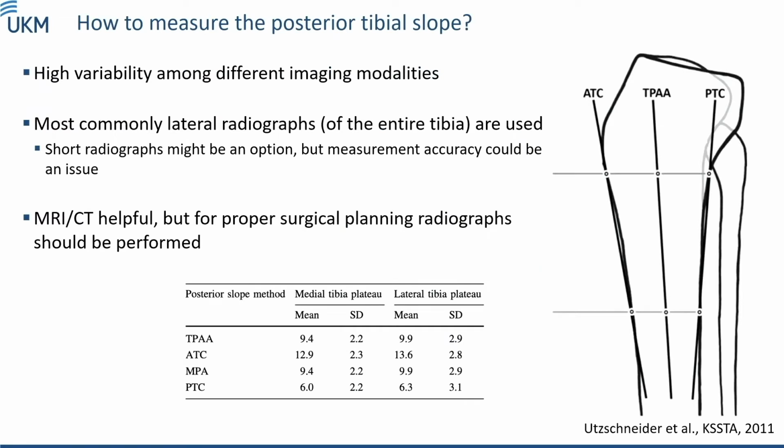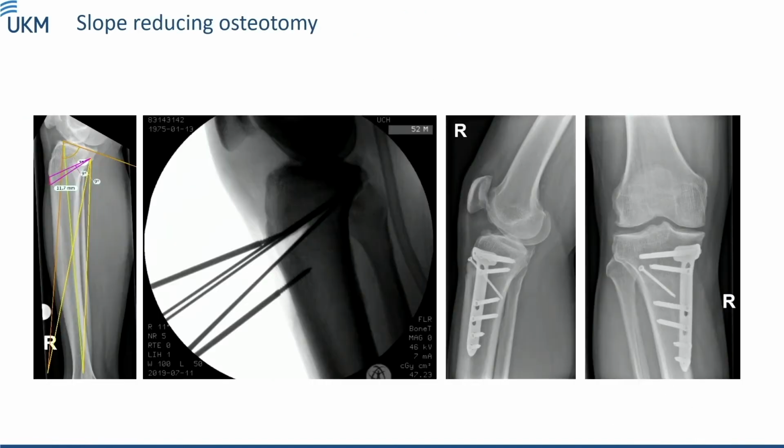Our clinical question nowadays is how to measure the posterior tibial slope, as several studies have shown a high variability among different imaging modalities. Most commonly, and this is how we do it, the lateral radiographs of the entire tibia are used. Short radiographs can be used, but measurement accuracy is a little bit lower. MRI and CT scans are helpful, however, to properly plan the osteotomy, radiographs should be performed.